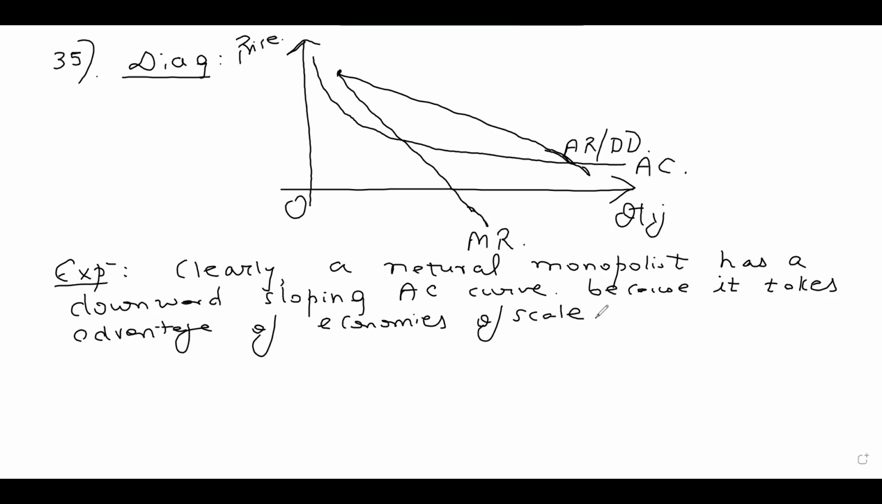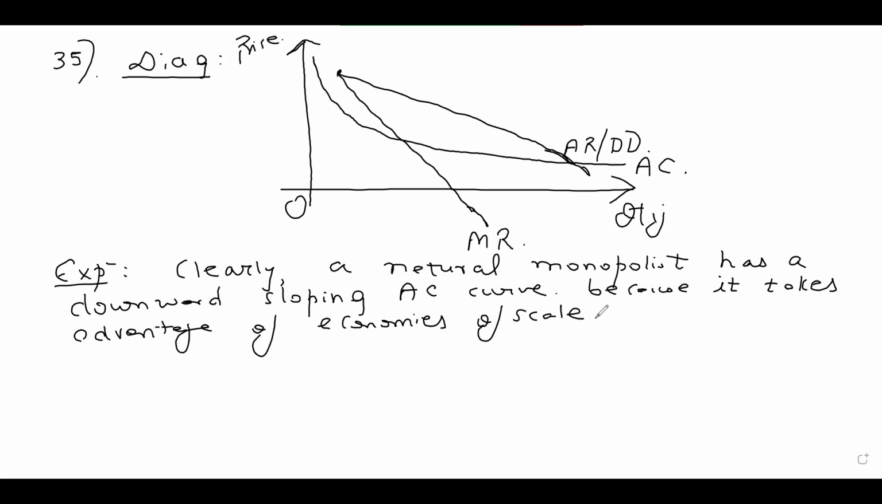So initially the fixed costs are very high, but eventually because of bulk production of output, the average fixed costs continue to fall. As a result, the average cost, which is the sum of average fixed cost and average variable cost, continues to fall. So a natural monopolist always has a downward sloping average cost curve. Example of natural monopoly in India, Indian Railways. Indian Railways is the best example of a natural monopolist in India.